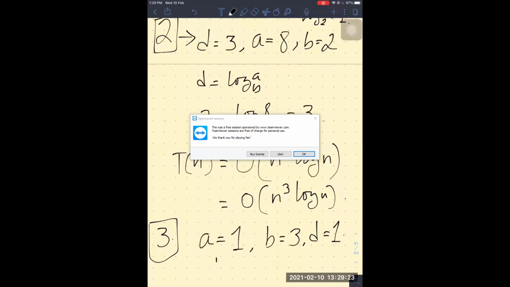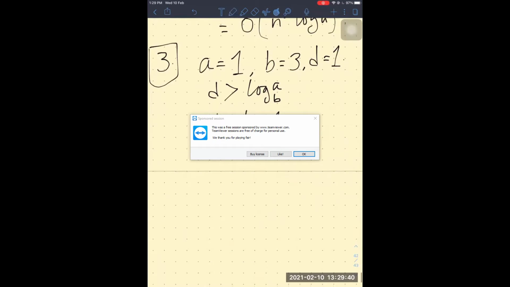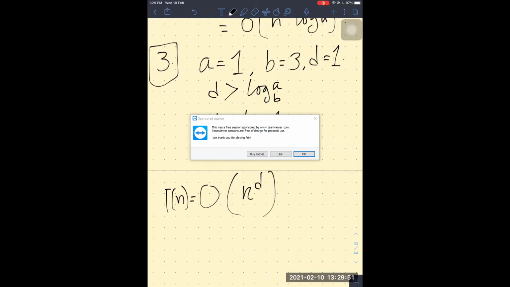Yes, exactly. So here we get D is greater than log of A base B. That means 1 is greater than log of 1 base 3. Therefore, it will be big O of n to the power d, which is big O of n to the power 1, or big O of n. So yes, you're right.